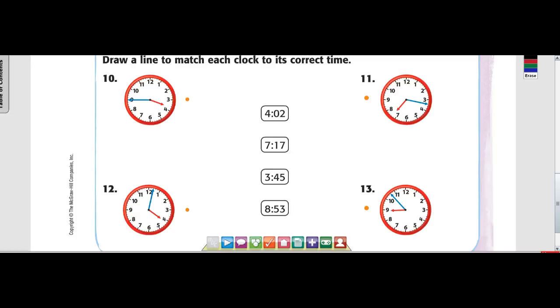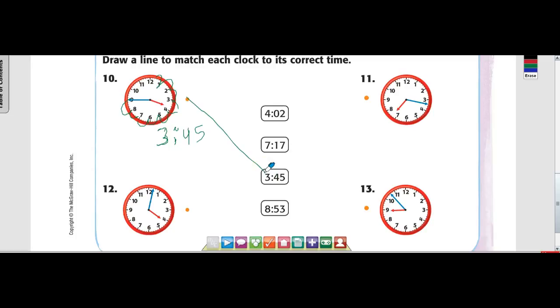So for number 10, this is what you should have. The hour hand is between the 3 and the 4. What hour would that be? If it's between the 3 and the 4, it's still going to be 3 o'clock. Great. And then it looks like it has 5, 10, 15, 20, 25, 30, 35, 40, 45. So this one's 3:45. Which one's 3:45? The third one right here.